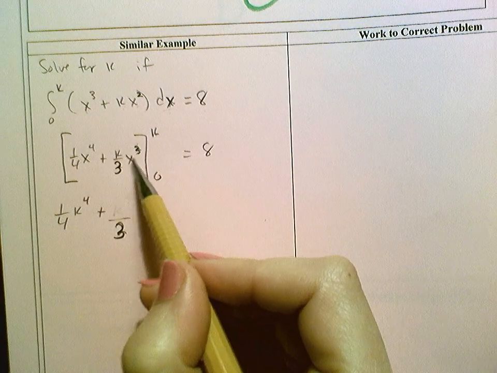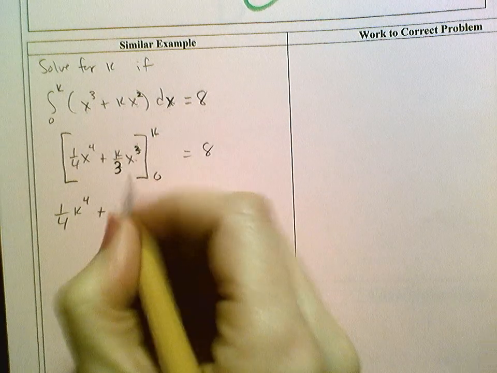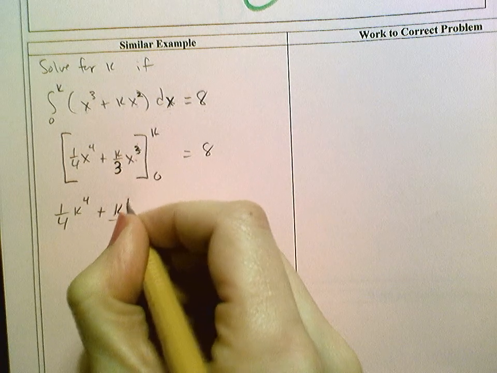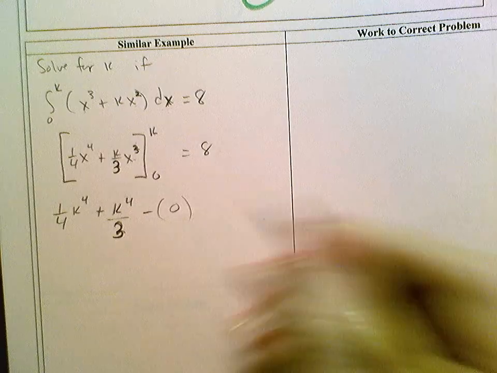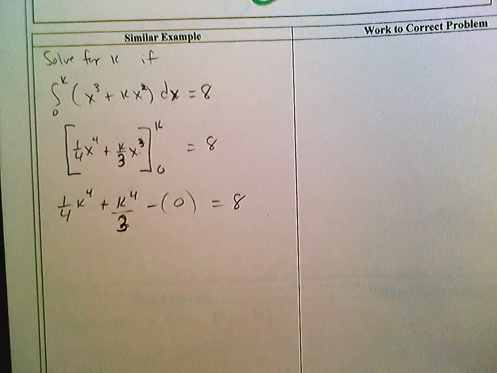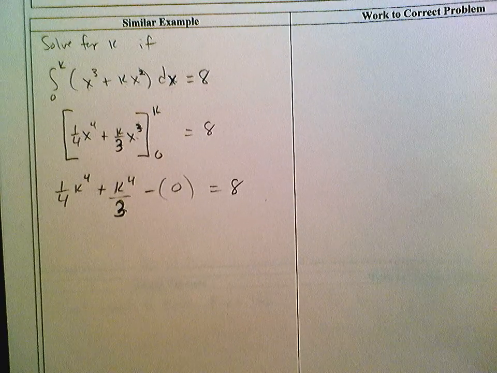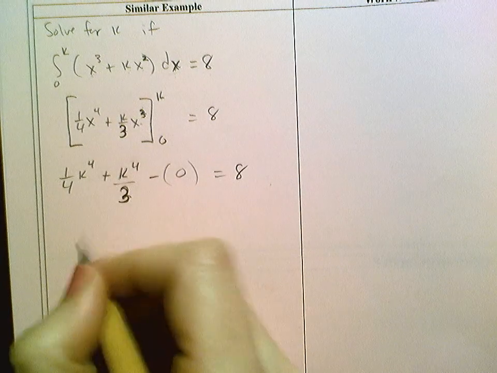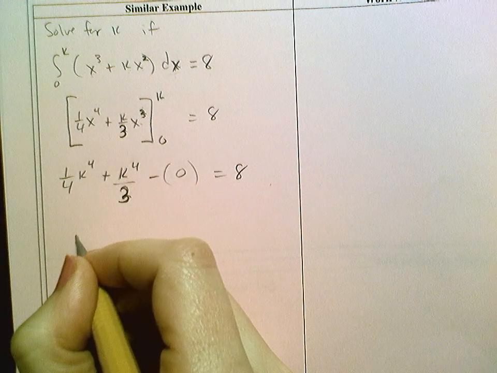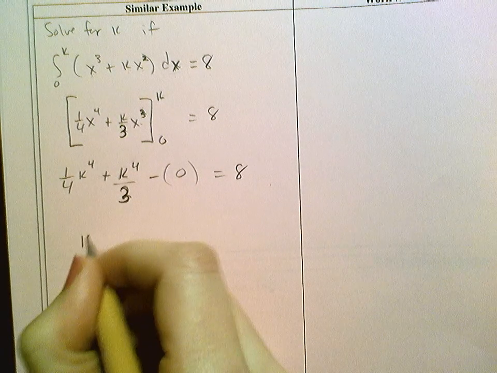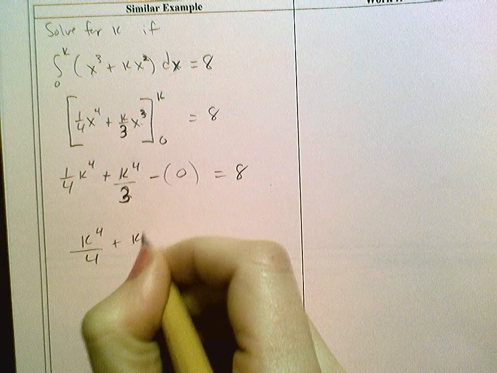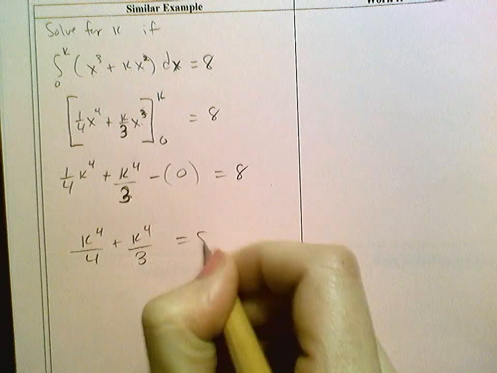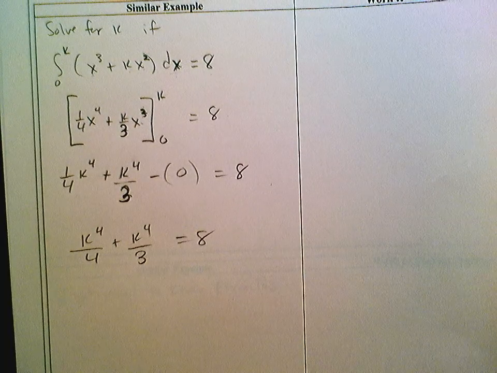So k goes in there, so k times k times k times k, so that's also k to the 4th. And then it'd be just minus, and then you're plugging 0 in, so it'd be minus 0 equals 8. Okay? And then, so we get, so this is k to the 4th over 4, plus k to the 4th over 3 equals 8. You're trying to solve for k.